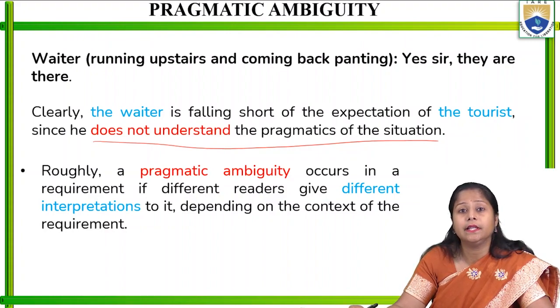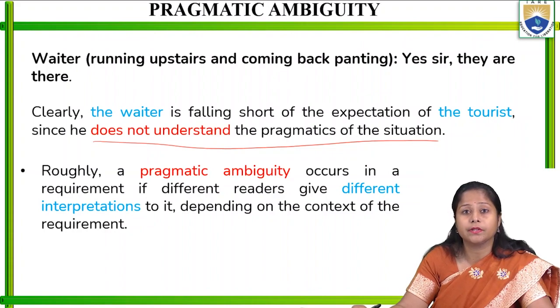Here we can see the word senses and sentence senses are not clear. What is his belief, what are his emotions, what is he trying to say to the waiter? The waiter also did not understand clearly what the tourist was saying to him. In that way, pragmatic ambiguity can occur in this type of communication between two persons.